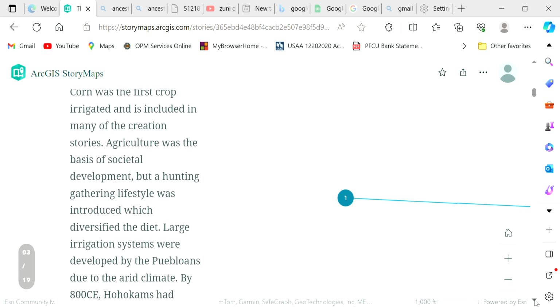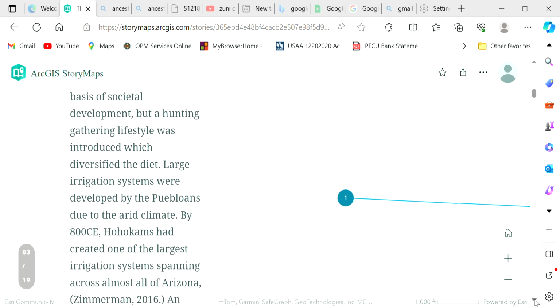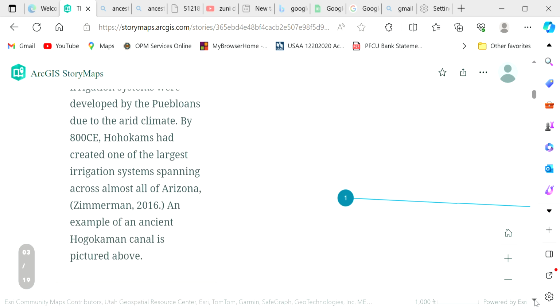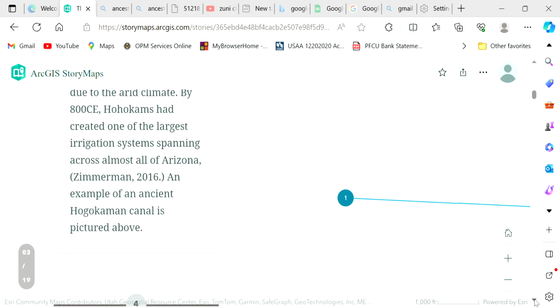Agriculture. Corn was the first crop irrigated and included in many of the creation stories. Agriculture was the basis of societal development, but a hunting-gathering lifestyle was introduced which diversified the diet. Large irrigation systems were developed by the Puebloans due to the arid climate. By 800 CE, Hohokams had created one of the largest irrigation systems spanning across almost all of Arizona. The picture above is an example of an ancient Hohokam canal.